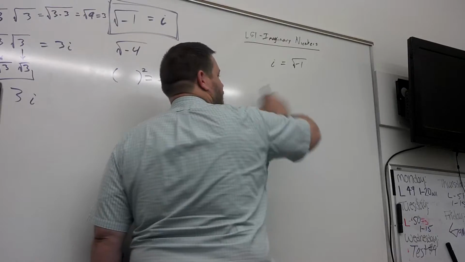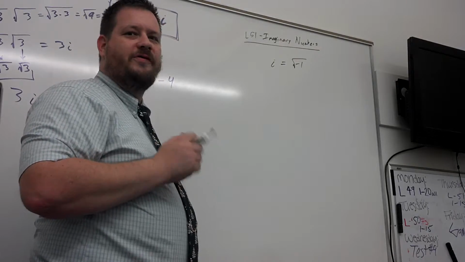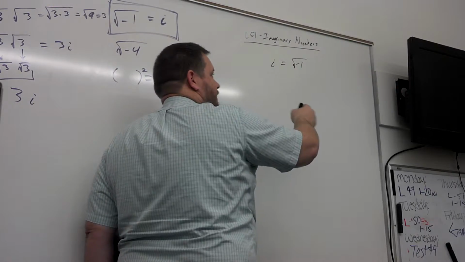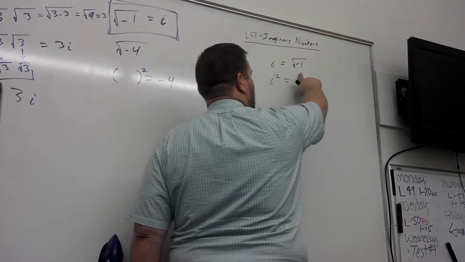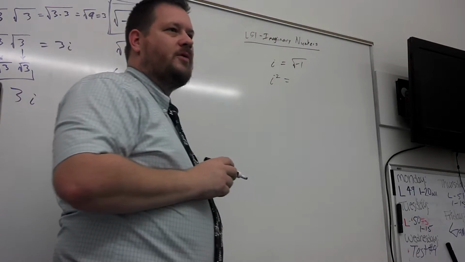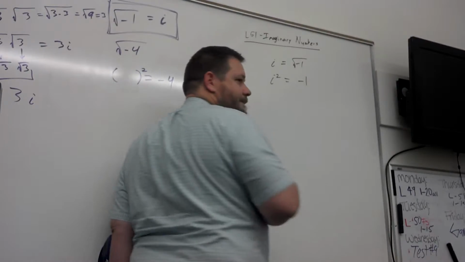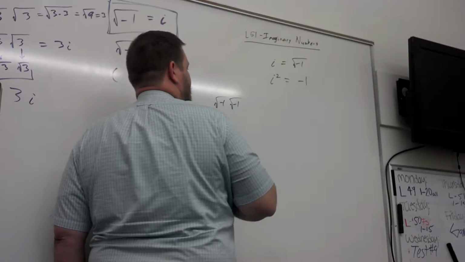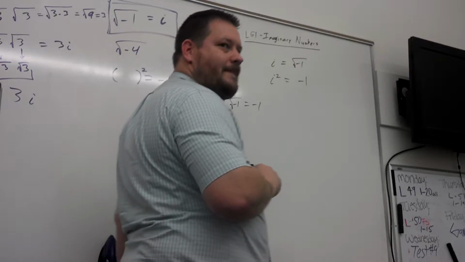Let's take this equation here and square both sides. If I square i, I get i squared. If I square the square root of negative 1, what do I get? Negative 1. Right, the square root of negative 1 times the square root of negative 1 is negative 1.